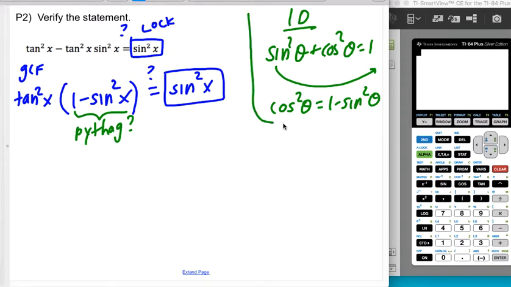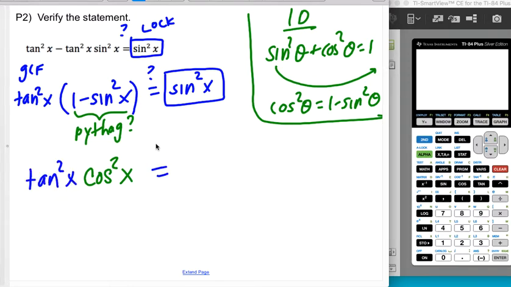So I can replace this entire thing in green with a cosine squared of x, right? I used theta over here just to show that this was not the actual statement I'm verifying. That's just a separate trig identity. So I get tangent squared x times cosine squared x, and I'm supposed to show that that equals sine squared x, right? That's what I'm trying to get to.